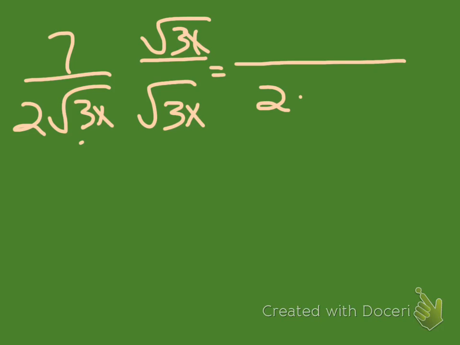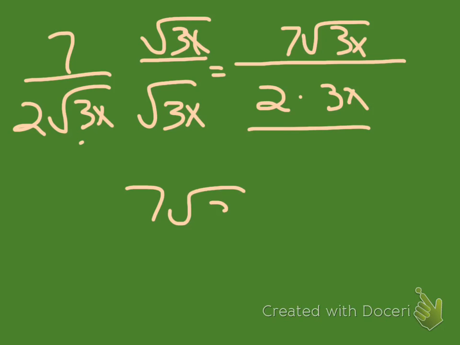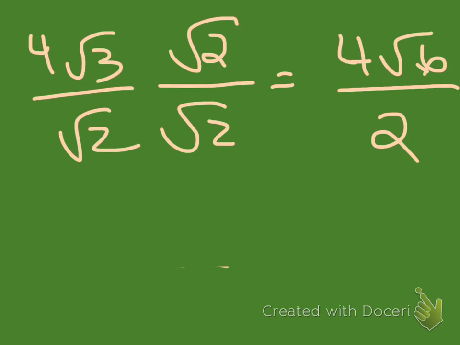And the 3x and the 3x become 3x, because they're both square roots. We undo it, so we have a 3x there. And what do we have on the top? 7 square root 3x. And so this down here is going to become 6x, right? Yes.